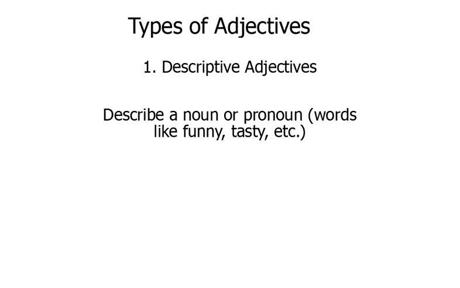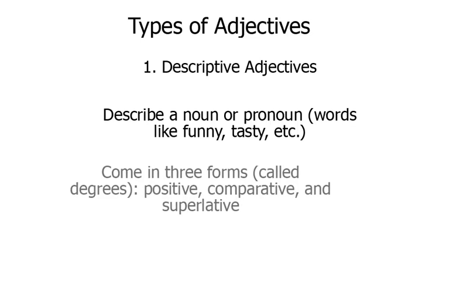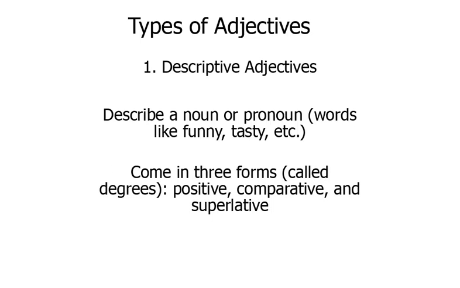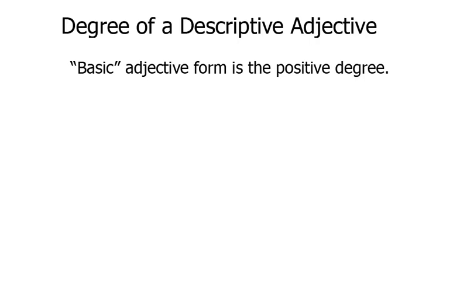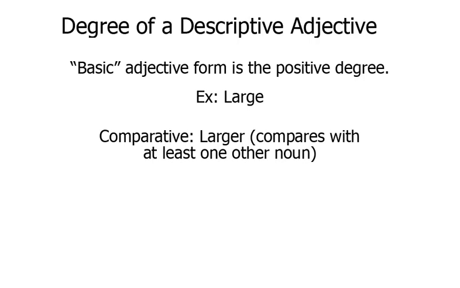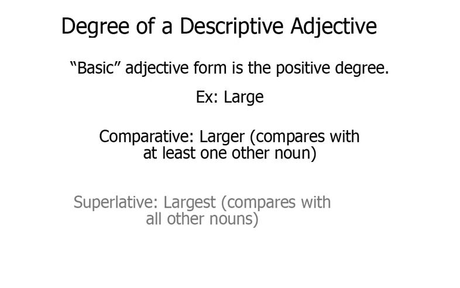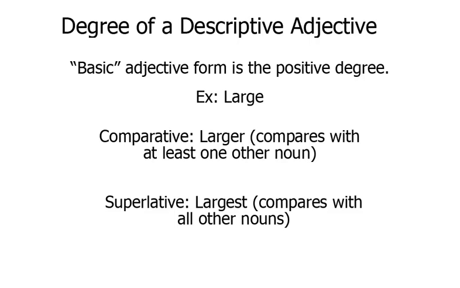Descriptive adjectives also have a quality no other type of adjectives have: a degree. Descriptive adjectives can come in 3 forms: positive, comparative, and superlative. The quote-unquote basic adjective form is the positive degree. Let's use the adjective large as our example. Large is considered to be the positive degree of this adjective. The comparative degree is larger because it compares whatever noun it's describing with at least one other noun. The superlative degree is largest, indicating that the noun being described is bigger than all the other nouns that we're comparing it with.